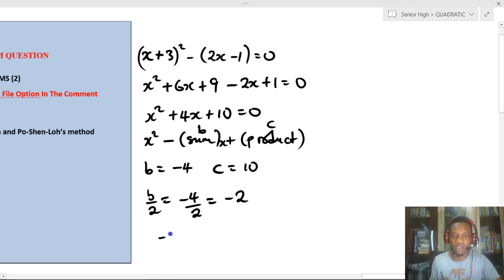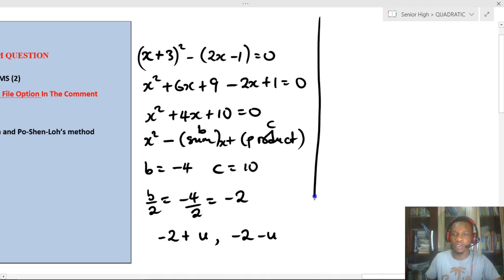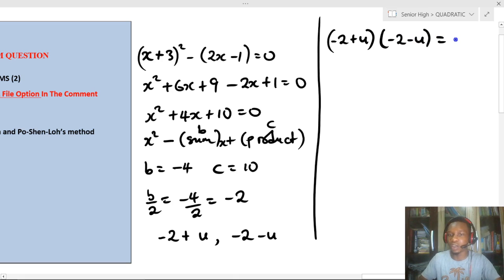We'll be having minus 2 plus u, which is the first one, and then minus 2 minus u, which is the second one. So bringing them into a new equation, we have that minus 2 plus u multiplying minus 2 minus u will be equal to the value of c, and c is 10. So multiplying this, minus 2 times minus 2 gives us 4. Then the difference of these two squares makes it that u times minus 2 gives us minus u squared, and that is equal to 10.